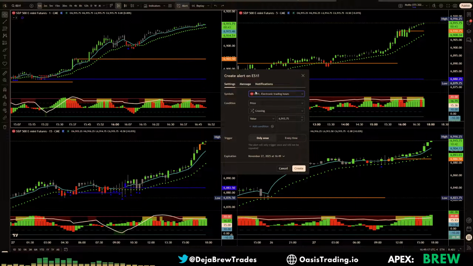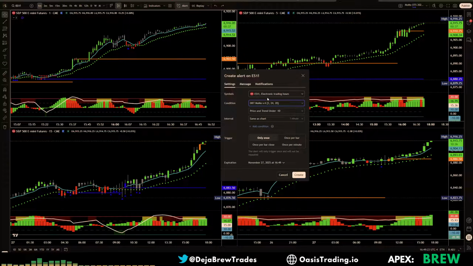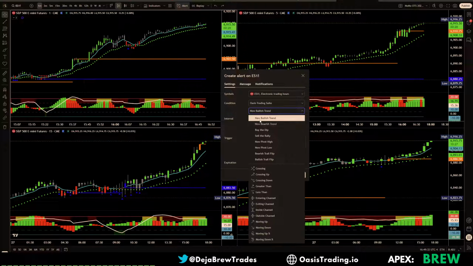So you have the symbol, obviously that's whatever you're looking at. In this case, we're looking at ES. The condition, you want to select whatever indicator you're looking for, either the OTS or the Momo. I'll do the OTS first. So on the OTS, new bullish trend means it's going from a red trail to a green trail. The new bearish trend is vice versa.